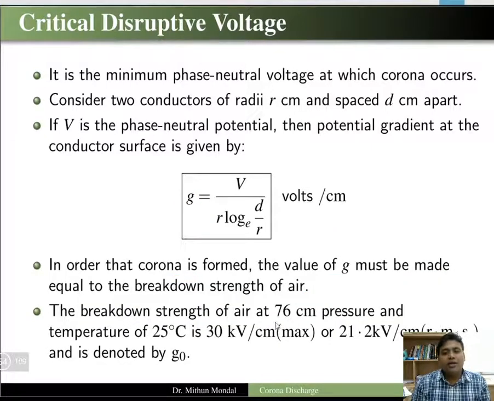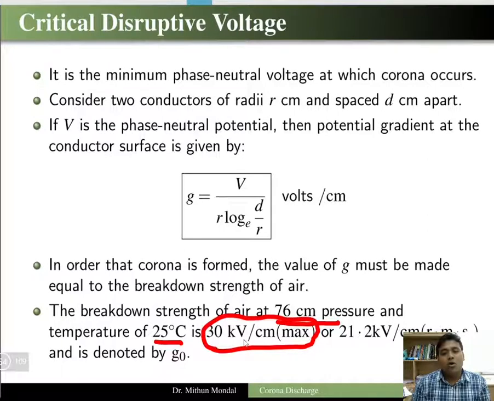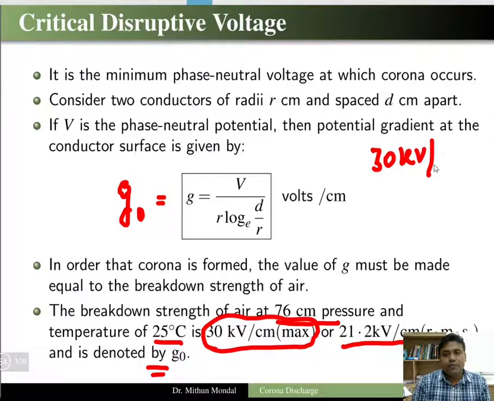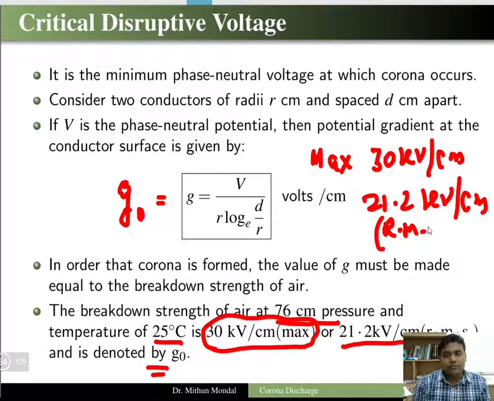So the breakdown strength of air at 76 centimeter pressure and 25-degree temperature is 30 kilovolt per centimeter maximum or 21.2 kilovolt per centimeter RMS and is denoted by G naught. So whenever this G, that is the potential gradient, is equal to the breakdown voltage of the air, which is 30 kilovolt per centimeter, this is the maximum, and 21.2 kilovolt per centimeter, this is the RMS, then the corona will take place.